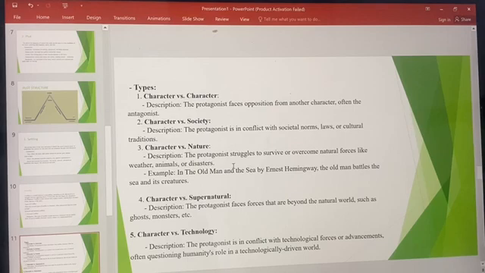And also we have another type, which is character against technology. Here the protagonist is in conflict with technological forces or advancement, often questioning humanity's role in a technologically driven world.